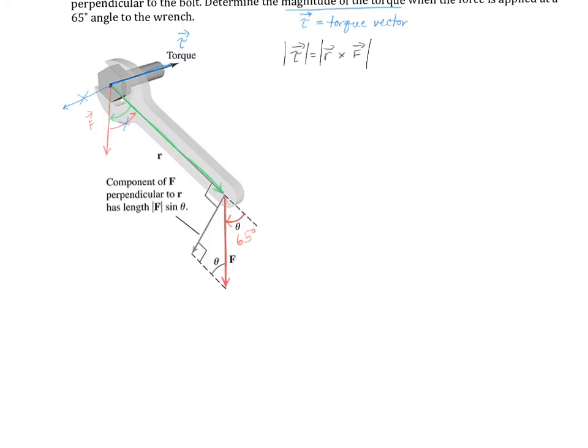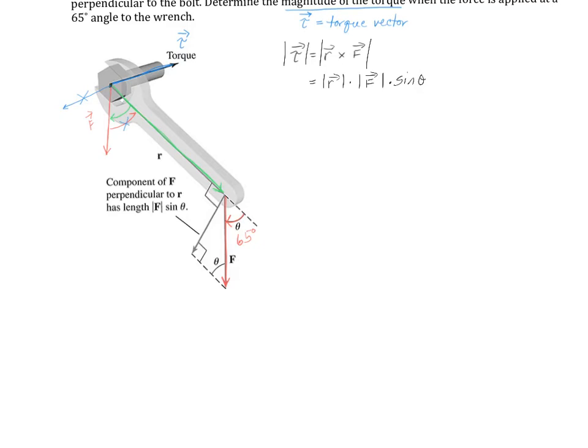So I could compute the cross of R cross F, which means I would have to know all the components of both vectors. Or I could also use the formula that we had previously, that the magnitude of a cross is going to be equal to the magnitude of R times the magnitude of F times sine of theta, where theta is the angle between them. And the reason why I should probably use that one is because of the information that I actually have.